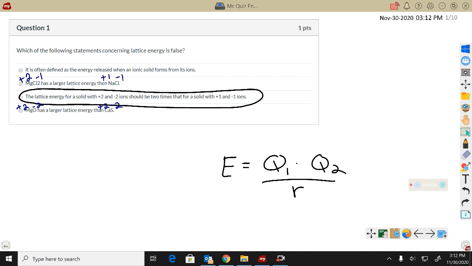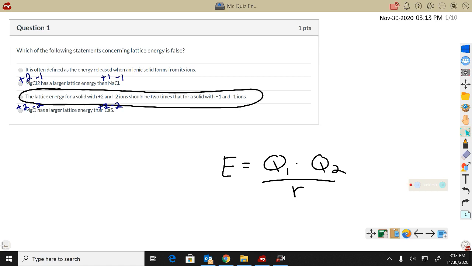So one is true. It is often defined as the energy released when an ionic solid forms from its ions, usually ions in their gaseous state. So often lattice energy is referred to as a negative energy released. It's an exothermic value, but it's also the amount of energy you would have to add to separate the ions. Same quantity of energy, it's just going in the opposite direction. Energy is released when bonds form. Energy has to be absorbed to break the bond.